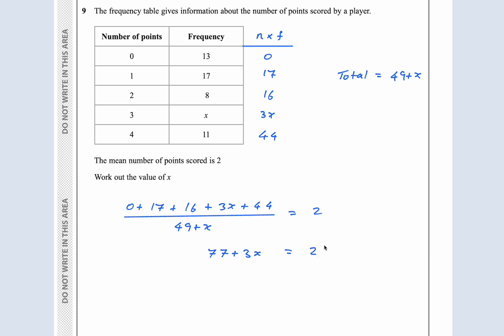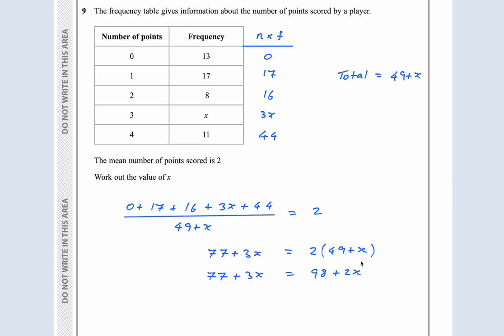And then I'm going to multiply across by this. So it's 2 times 49 plus x. And yes, you got to put in your bracket. Okay, then 77 plus 3x equals 2 times 49 is 98. 2 times x is 2x. And then we are nearly done. Although I think I've made a mistake.